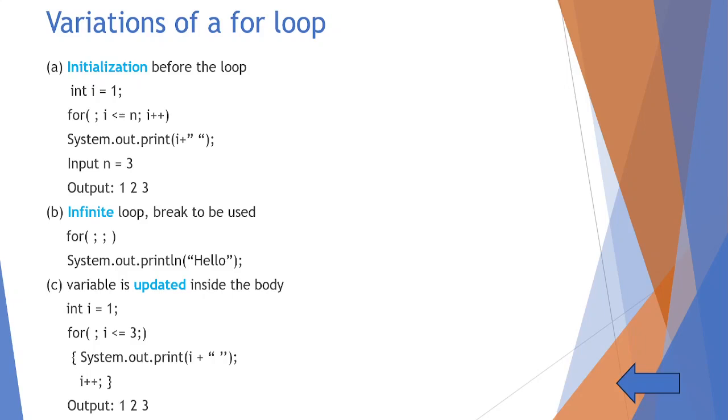Then third variation is updation part inside the body. We have seen initialization before, now updation in the block, just like while loop. But int i is equal to 1, for semicolon, end of initialization part, whether we give or not. i less than equal to 3 semicolon, no updation given, but system.out.print i, then some space, i plus plus, block is compulsory in this. The output is 1 to 3.